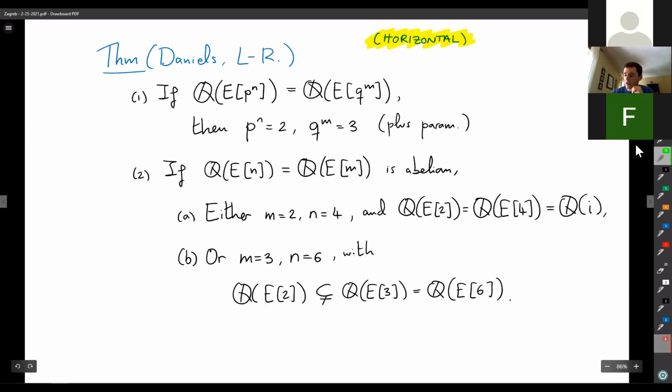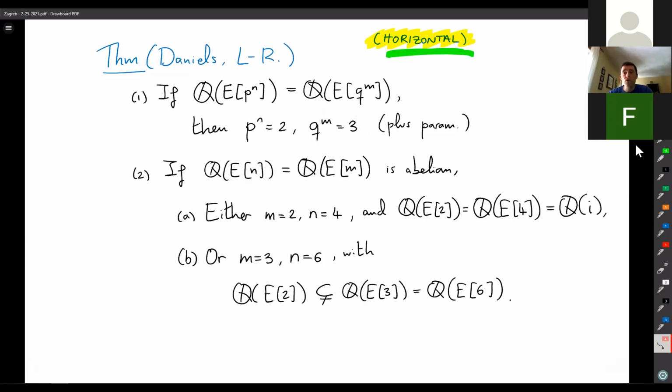For horizontal entanglements now, what we are able to prove is the following: if you have a p to the n division field equal to a q to the m division field, then it turns out that the equality is just between the 2 and the 3 division fields.